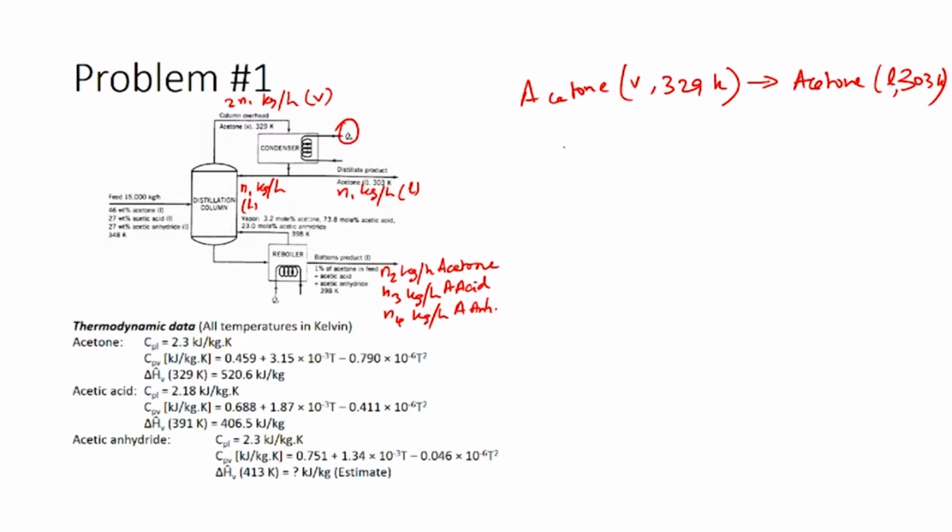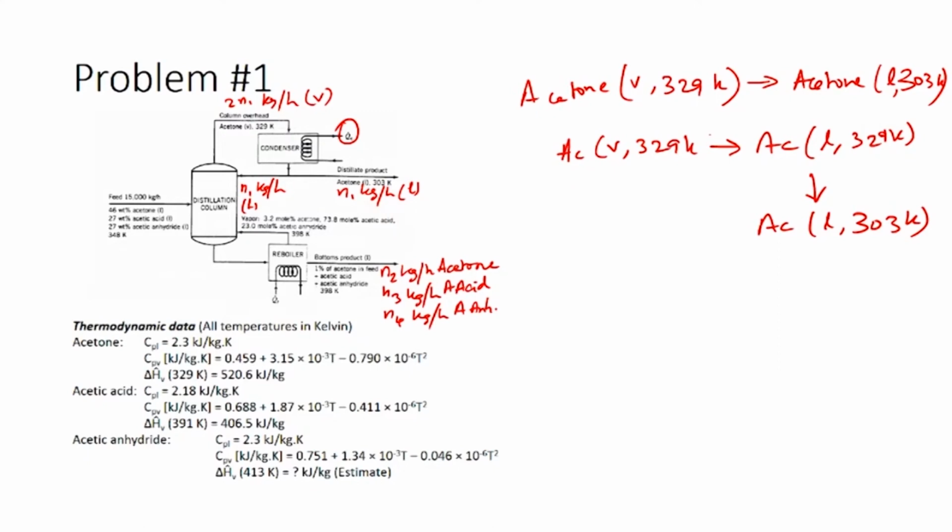So, this can be broken down into two steps: acetone vapor at 329 Kelvin going to acetone liquid at 329 Kelvin, and then getting cooled further to form acetone liquid at 303 Kelvin. The first is the condensation process, where delta H cap V can be used, and the second is a change in temperature, where you can use integral Cp dT.